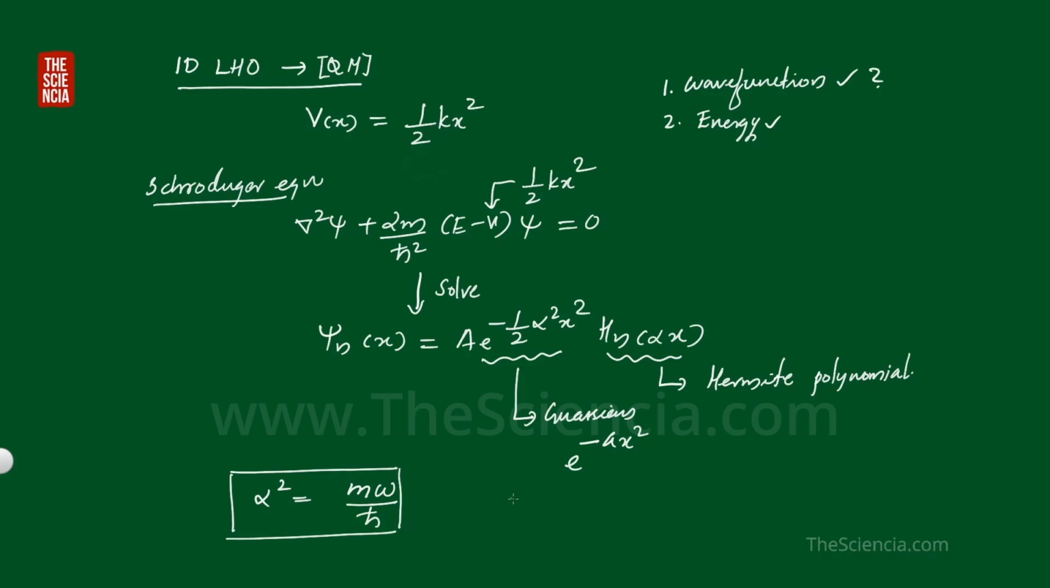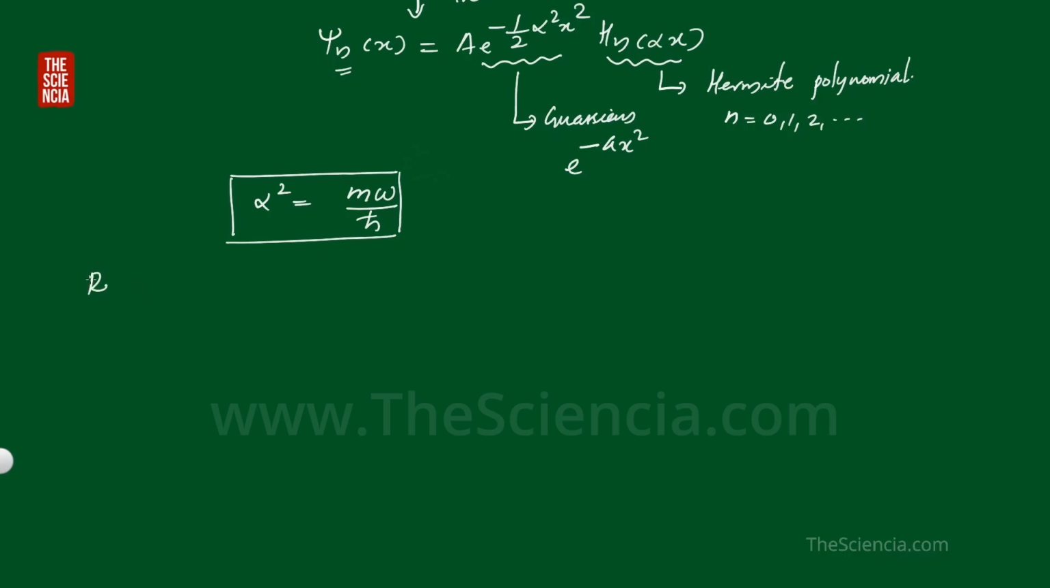And maybe you have a doubt, what is this Hermite polynomial? There are n values, and for different n values 0, 1, 2, 3, etc., we have to find out the Hermite polynomial. That is, the Hn values correspond to different wave functions. So how can we find out the Hermite polynomial? To generate the Hermite polynomial, we can use the Rodrigues formula. What is this Rodrigues formula?